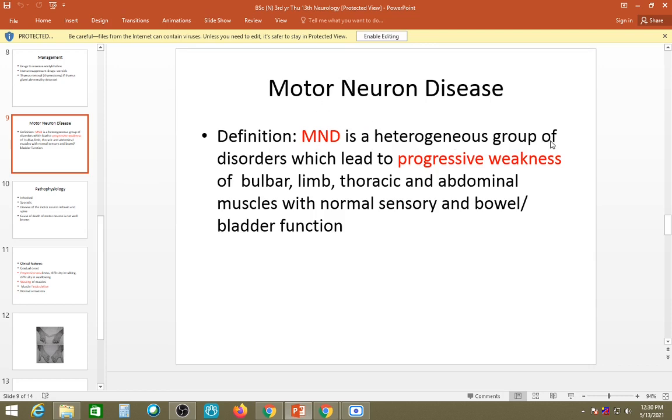It is a heterogeneous disorder, a group of disorders. Many classifications are there, but together it is called motor neuron disease, which is characterized by progressive weakness or increasing weakness of bulbar muscles, that means the tongue muscles and the muscles in the mouth, the limb muscles, that is the upper limb and lower limb, the thoracic muscles, that is the chest muscles, the abdominal muscles, with normal sensory and bowel and bladder function. Sensation is going to be normal. Only the weakness is there and the muscle power is going to decrease.